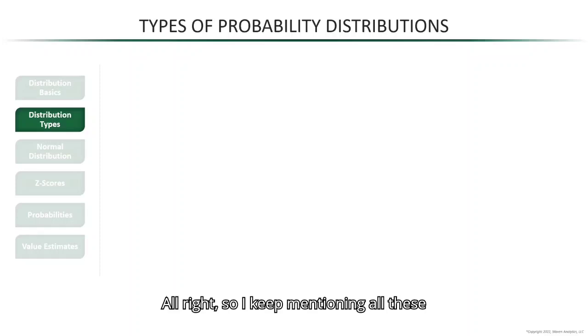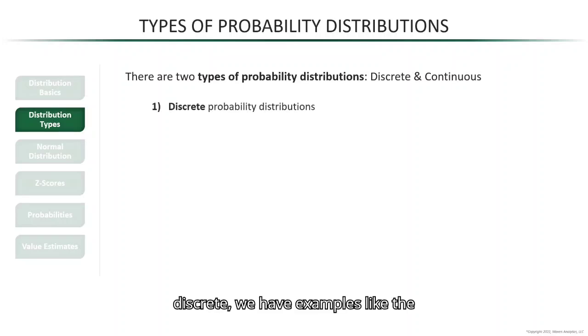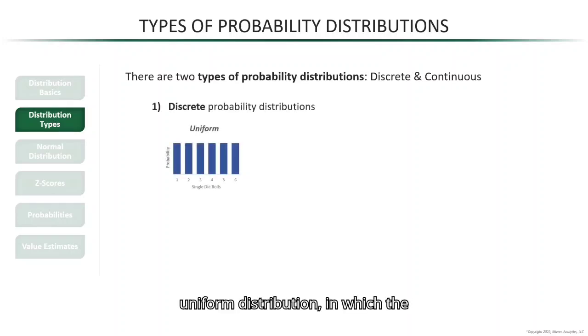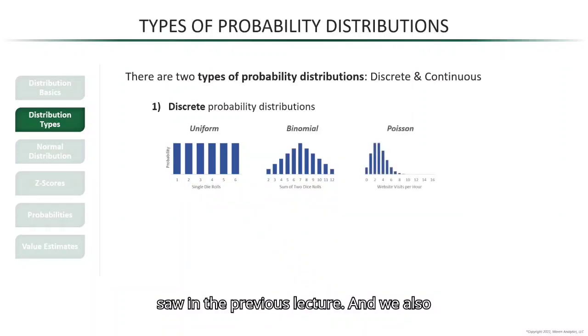Alright, so I keep mentioning all these known probability distributions, so it's about time I show them to you. Probability distributions can be broken down into 2 types, discrete and continuous. Now, under discrete, we have examples like the uniform distribution, in which the probability of each outcome is exactly the same, like rolling a single dice. We have the binomial distribution, which we saw in the previous lecture. And we also have the Poisson distribution, which gives the probability of an event happening X amount of times in a given time frame. In this case, we're showing the number of website visits in an hour.